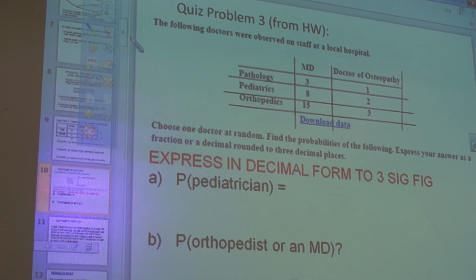All right, so let's see what we got. What do we have for our totals here? We got 4, 10, 18, 6, 26, and 32. Is that right? Yeah. Okay, great. What's the probability someone's a pediatrician? 10 out of 50. Yep. 10 out of 32.